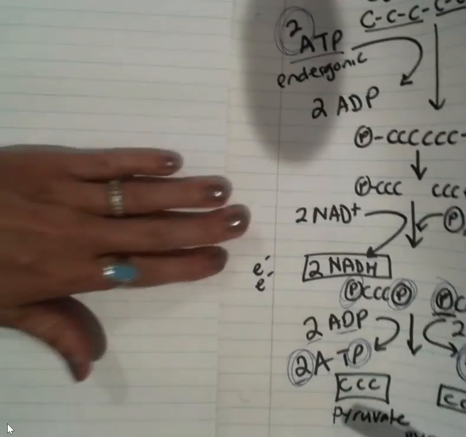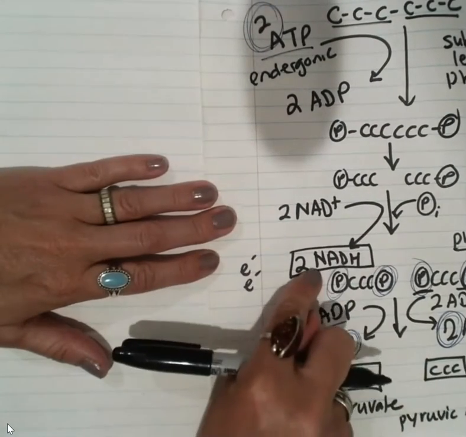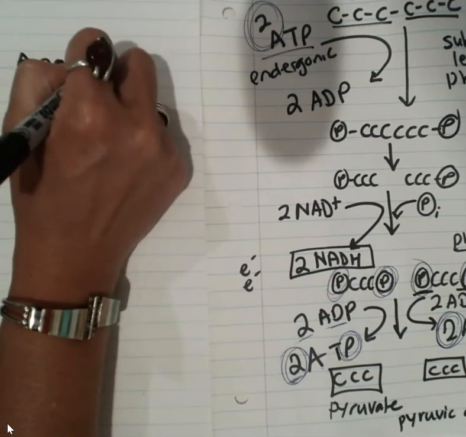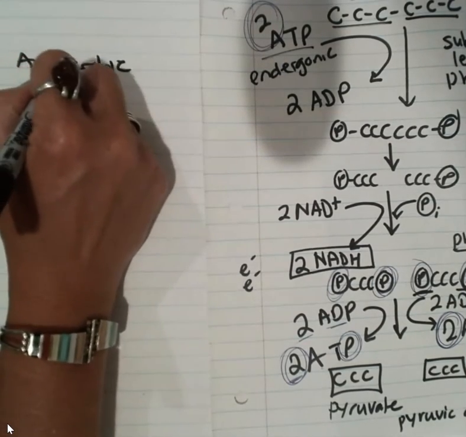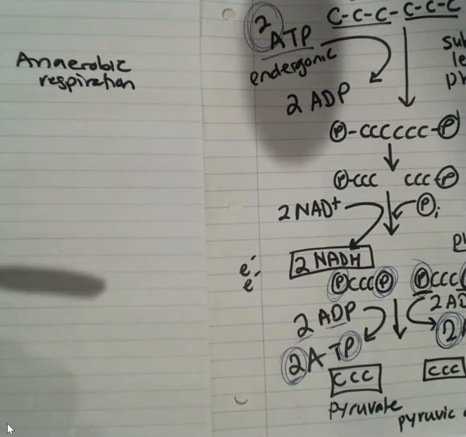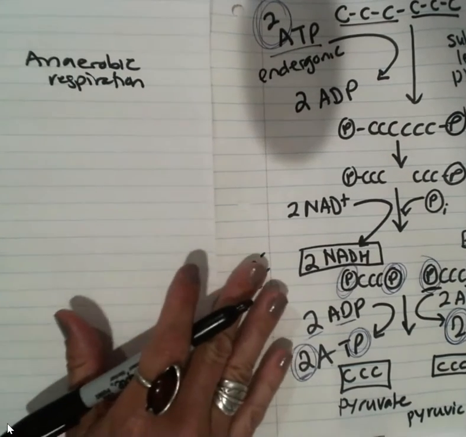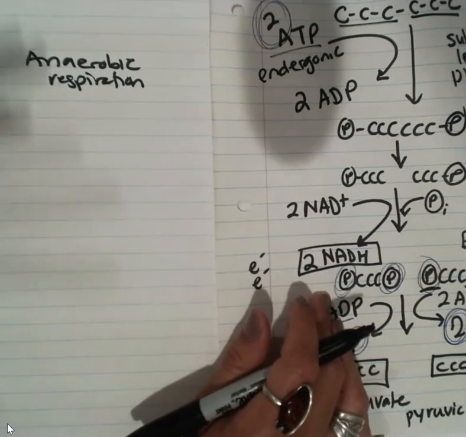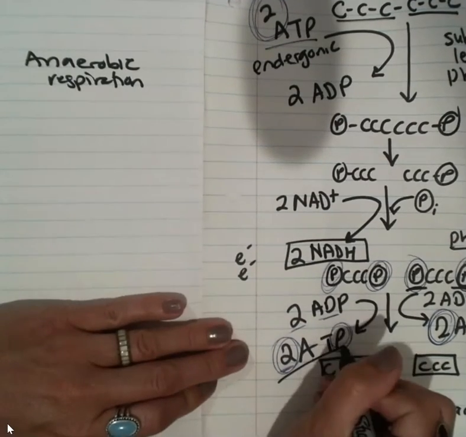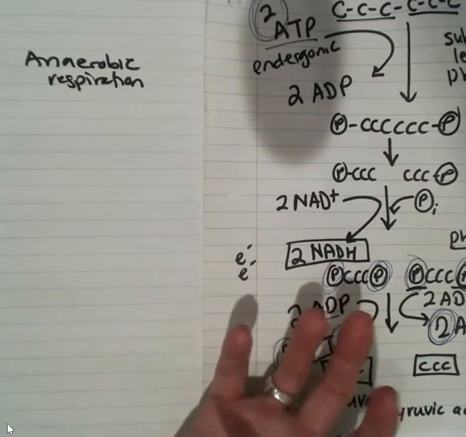Now, we might as well just talk about fermentation real fast while we have this here. So when we look at anaerobic respiration, the source of energy is ATP from glycolysis. So in anaerobic respiration, these ATP that were produced, that is your source of ATP.